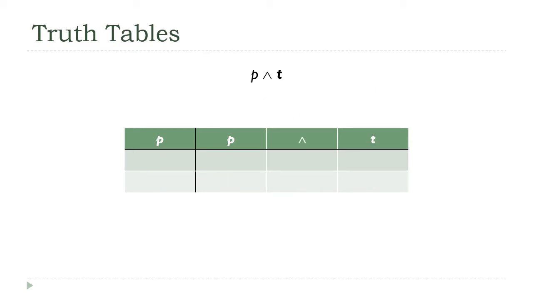So let's actually take a look at this here. What is P and a tautology? Well, I'm going to put true and false for P, just like I've done before. And then I'm going to put true and false here. Remember, a tautology, that T, is always true. And then I'll do the final column the way I always do. True and true is true. False and true is false. And there's your final result.